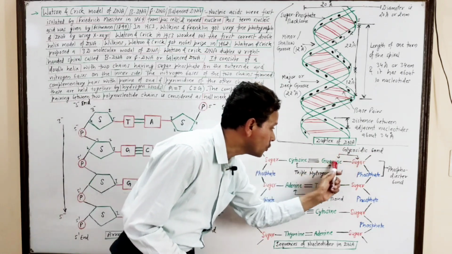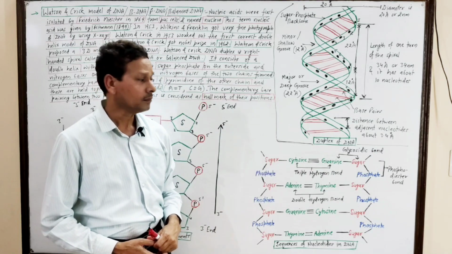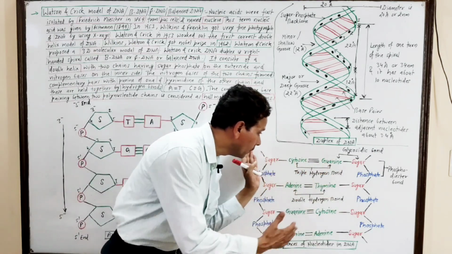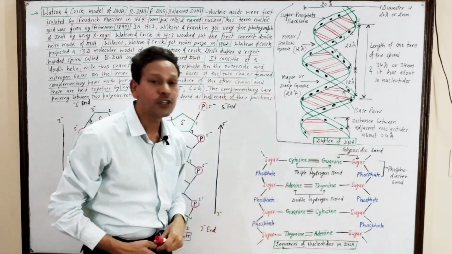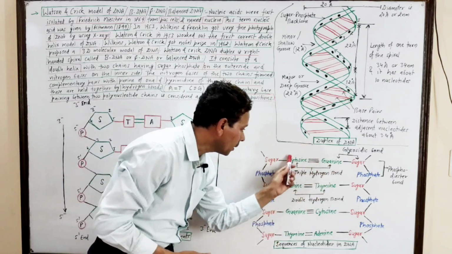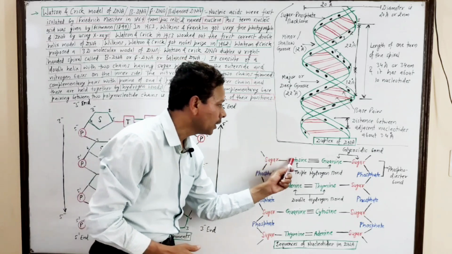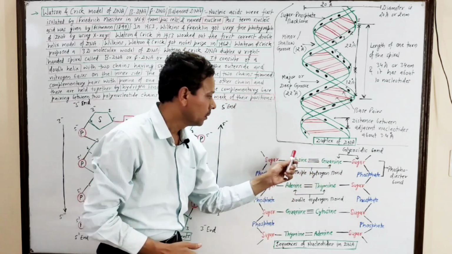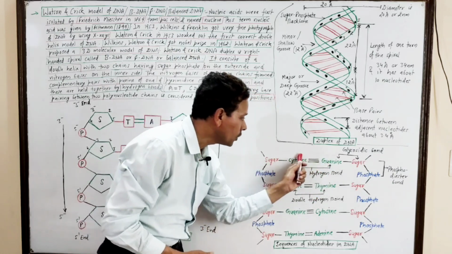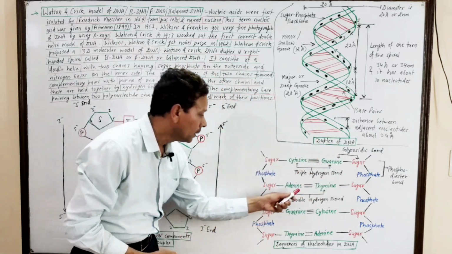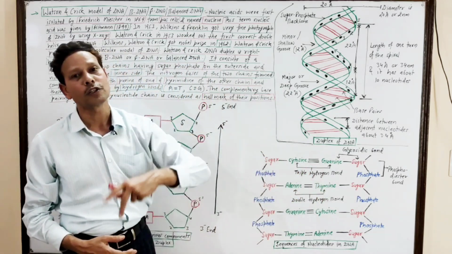the bond between the sugar molecule and the nitrogen base is a glycosidic bond, and the nitrogen bases of the two different chains or strands are interconnected by hydrogen bonds. Here, cytosine pairs with guanine by a triple hydrogen bond, while adenine pairs with thymine by a double hydrogen bond.